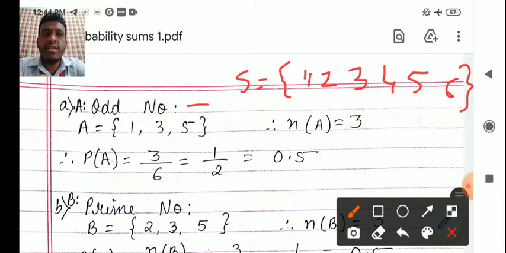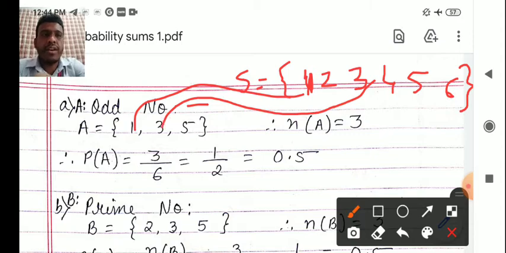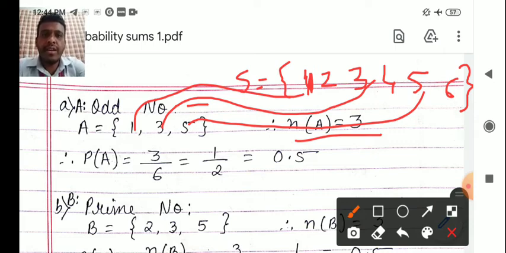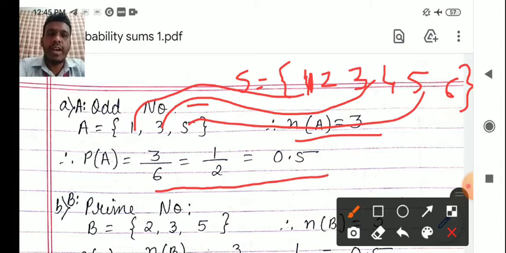So this is the sample space. Out of these, how many are odd numbers? 1, 3 and 5. So these 3 things will come here. A equals {1, 3, 5}. So what is n(A) equal to? It is equal to 3. So P(A) is equal to n(A) upon n(S). So n(A) is nothing but 3 divided by n(S), which is 6. So 3 divided by 6 is 1 upon 2, which is equal to 0.5.